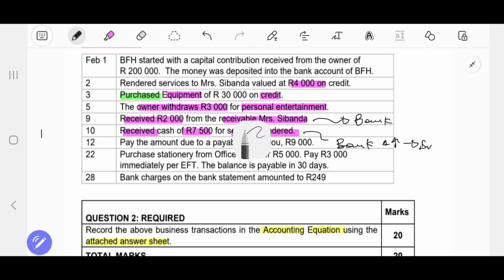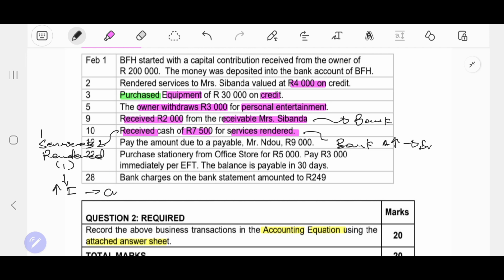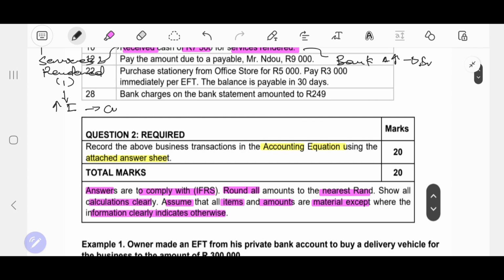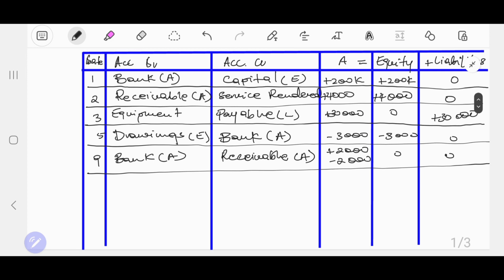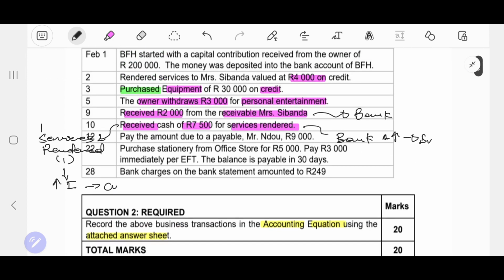And then here, we received 7,500 for services rendered. So services rendered, which is income, results in an increase in equity. And an increase in equity is credited. Hope this makes sense. If you'd like to understand why I am crediting and why I am debiting, please just refer to the previous videos and then come back to this one. You'll see everything will just be clear. I just don't want to repeat the same things. It's very important that we just apply the principles in this video.